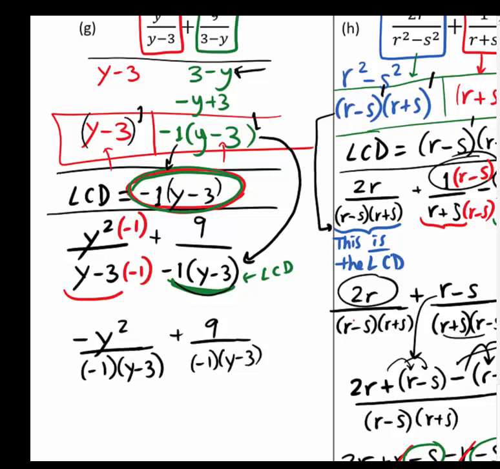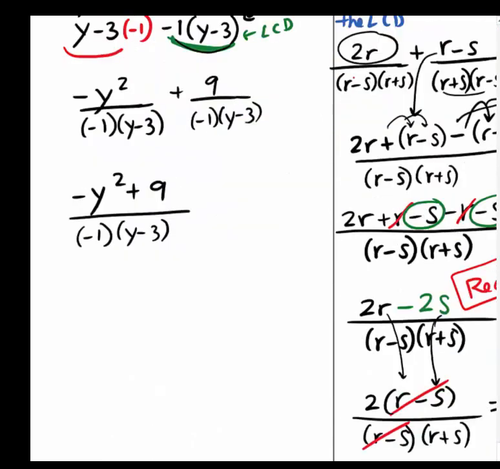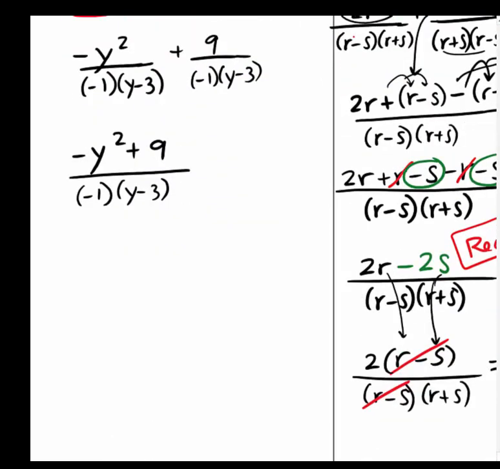Alright. Now what? Now, they have the same denominator, so we can combine their numerators. It's negative y squared plus 9 over negative 1 times y minus 3. Alright, we're getting there. Now, we've kind of done all we can, except I want to see if it reduces. And the denominator is already factored. Now I just have to see if the numerator factors.